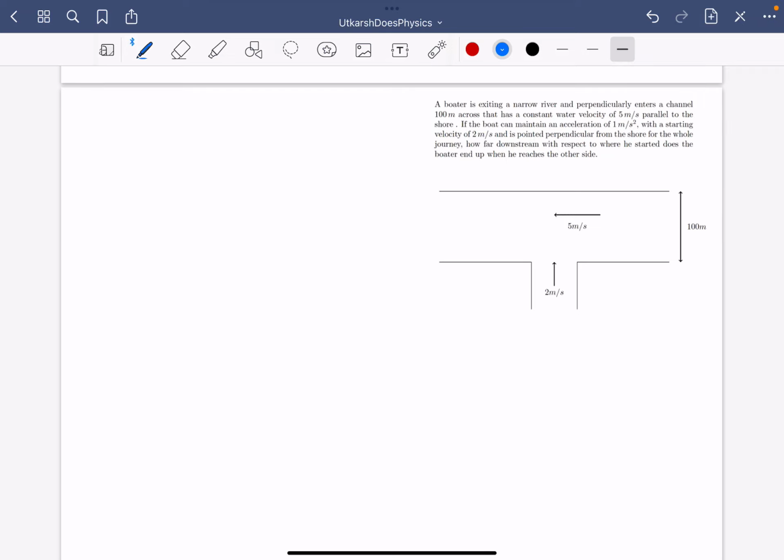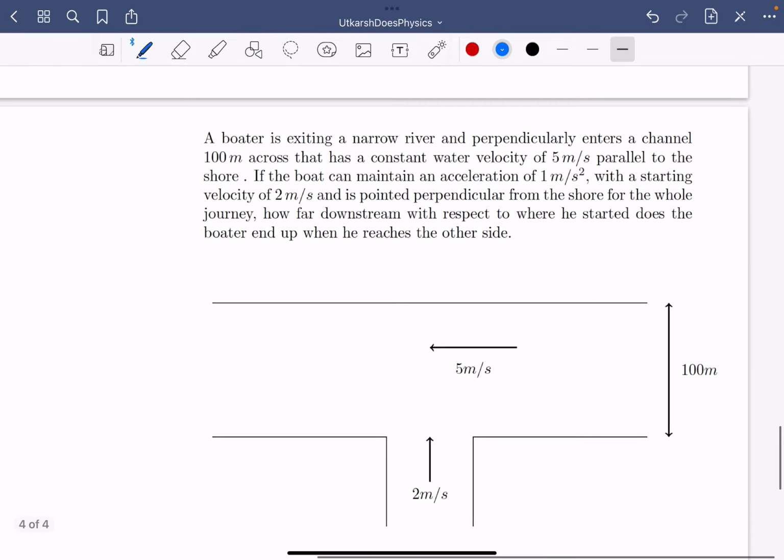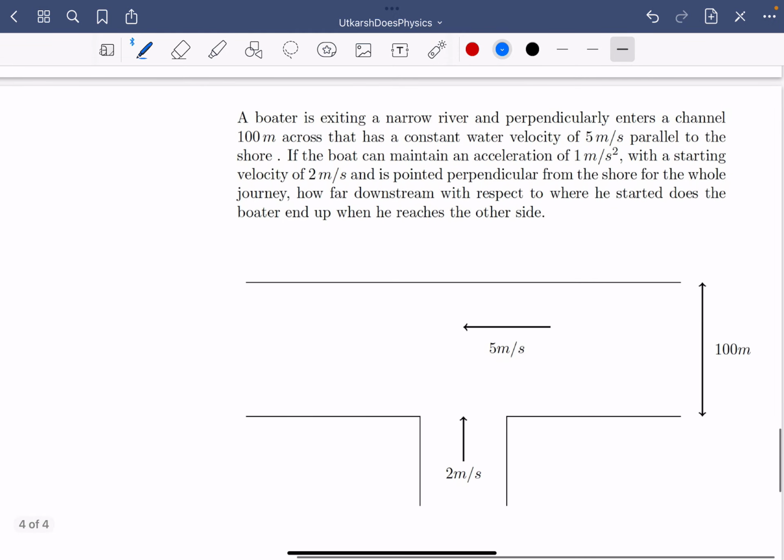Hello everyone. So today we're going to be doing a classical mechanics question in which we have to look at components of velocity and acceleration. So here we are. We have our little boat over here and it's heading in this direction.